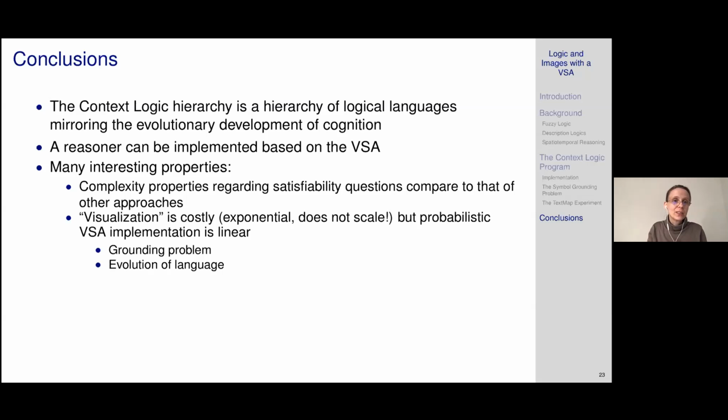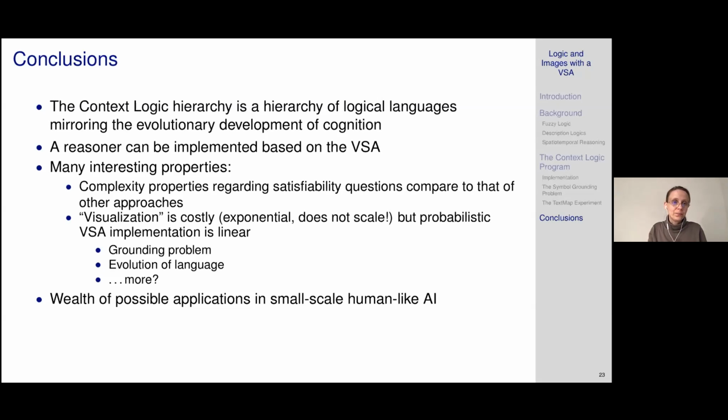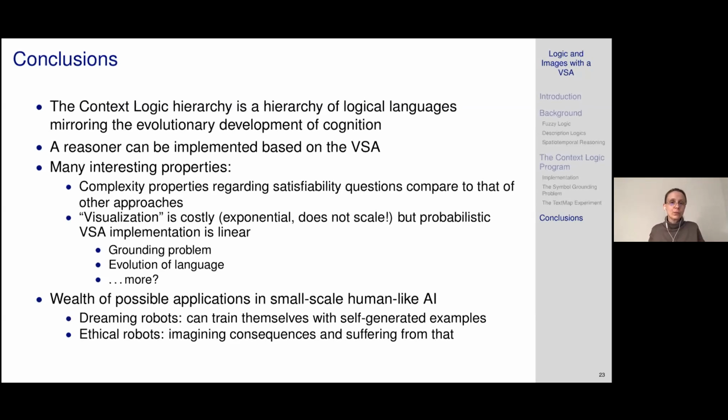It gives us some interesting insights into how language could have evolved, because it provides something that is useful even before we have more higher cognition. And yeah, there are a wealth of possible applications in small scale human-like AI, such as ethical robots, which can picture the consequences, and actually this can be routed to their perceptual input. Yeah, thank you. I'm sorry for going over the time.